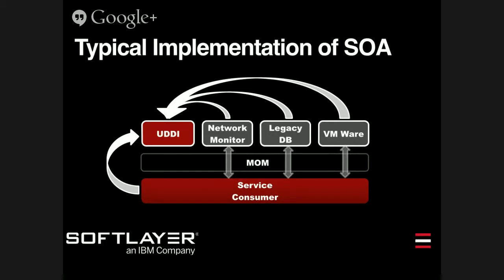And this is usually how it's actually implemented. Most of your application servers had a sort of directory lookup of some kind, UDDI, something like that. And then there's some examples. Maybe you had some network monitoring, some VMware, legacy DB, message-oriented middleware for everybody. That was typically a transport that was being used. A lot of your ESBs, things like that. So that's typically what you would see for the actual implementation.